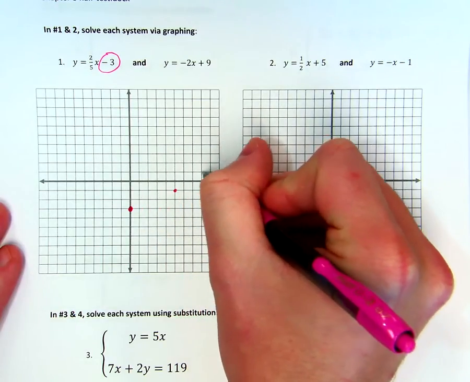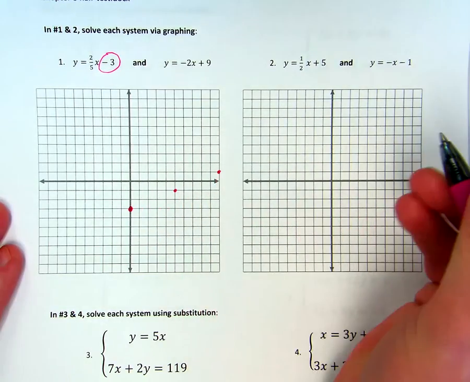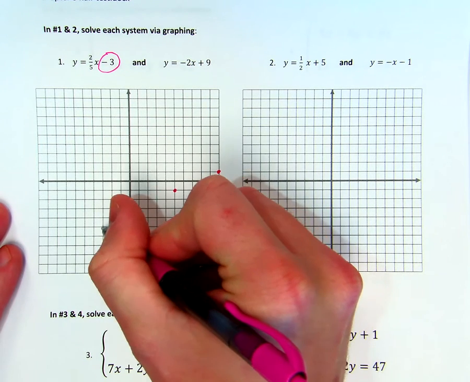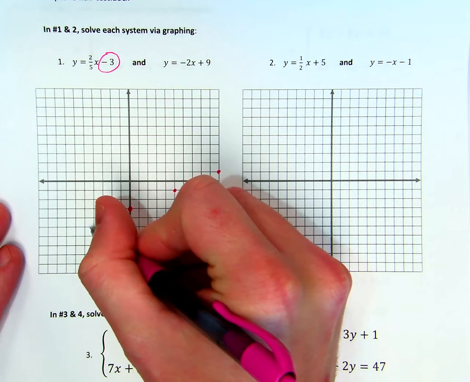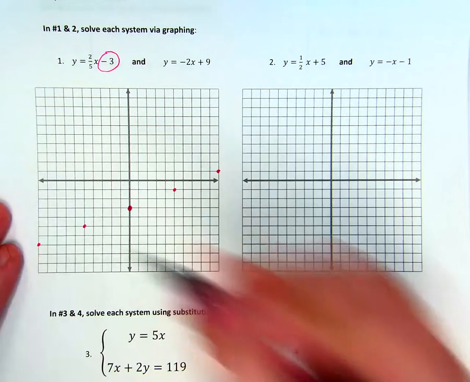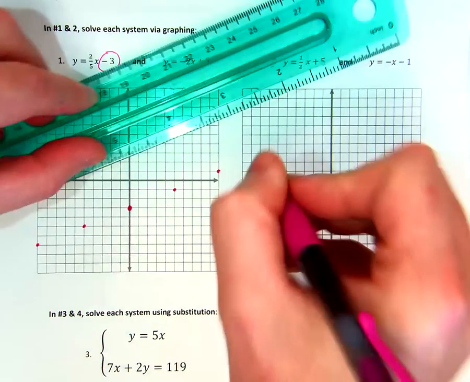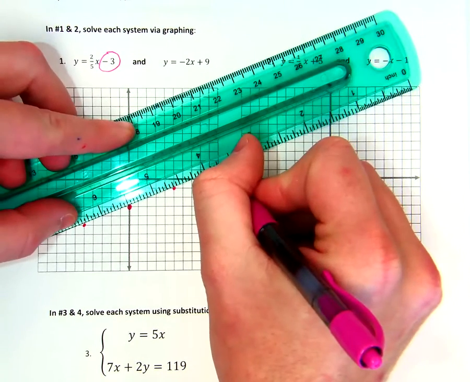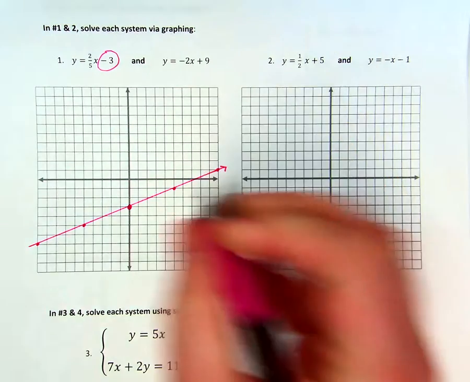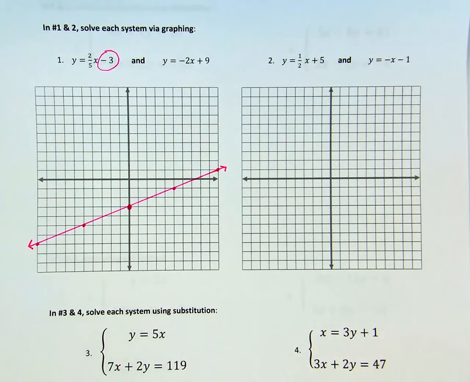You want to continue that same slope pattern of up 2, right 5 until you run out of space, and then you want to go back to the intercept and do the opposite pattern, which is down 2, left 5. Once you have points that go all the way across the graph, you can draw the line through them. We want to be very careful about making sure we have as many dots as possible, because we have to be able to tell an exact solution by looking at a coordinate pair where the lines cross.